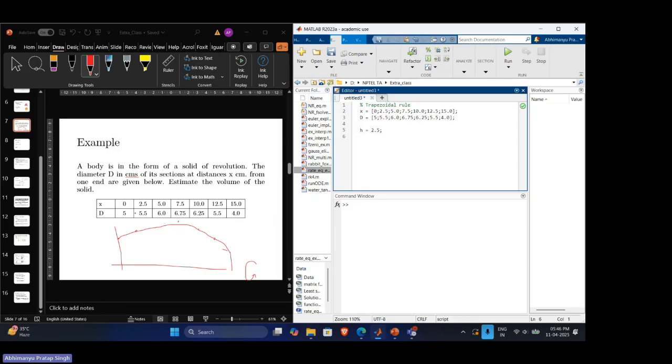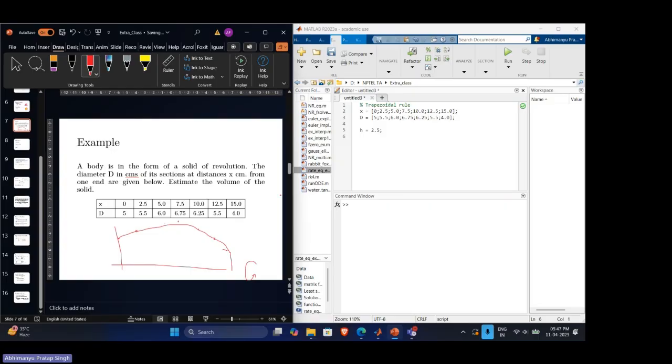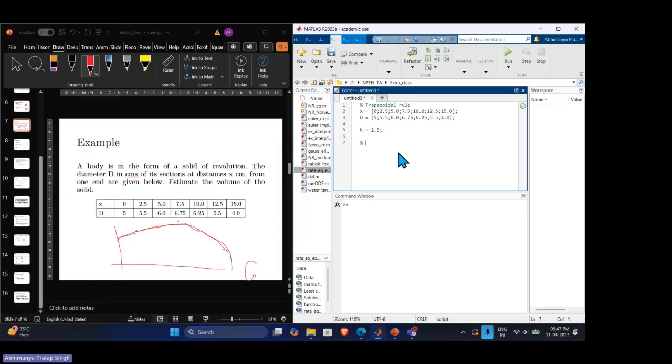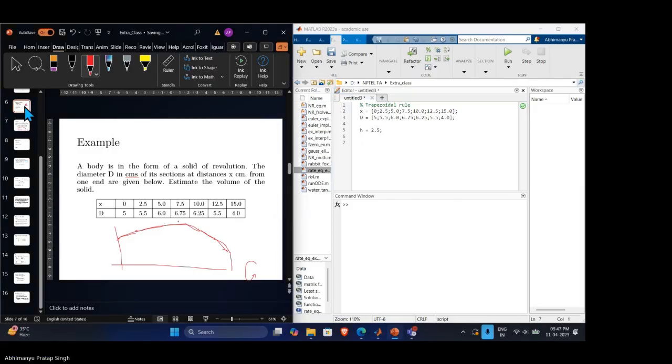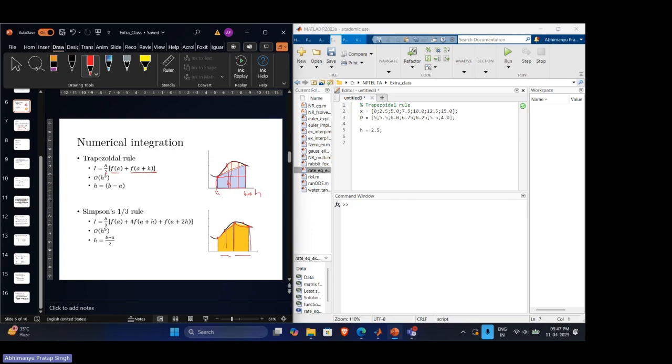A much better way would be that we'll do that using Simpson's 1/3 and 3/8 rule also. But right now, using the trapezoidal rule, we are approximating this as straight lines between these 2 points. And then using that we are calculating the volume. So the formula is f(a) plus h by 2, and then we continue doing that.